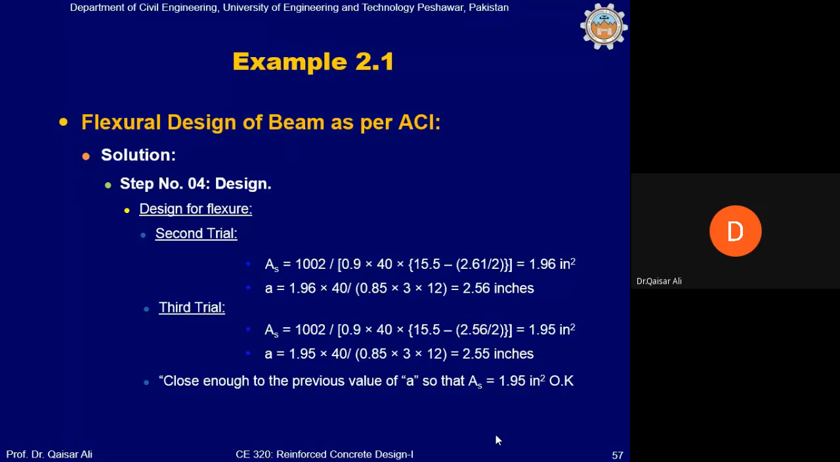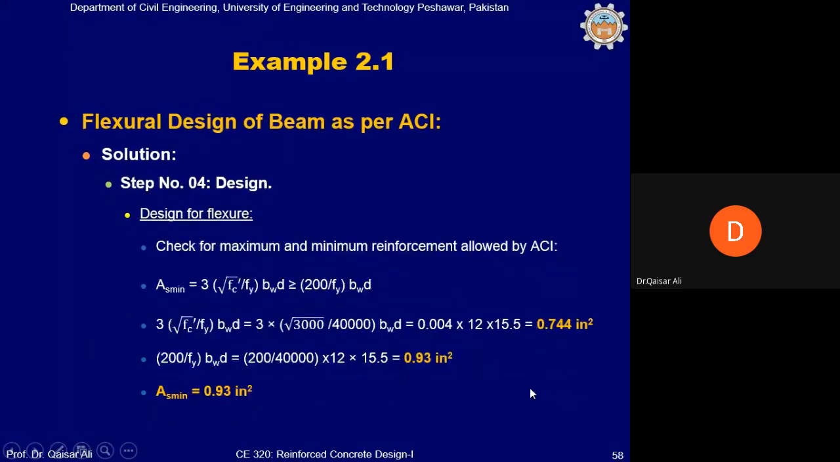After a few trials, you will see that the area of steel no longer changes, which means the difference between the previous and the new value is very, very small. So you can select that value of area of steel, which in this case comes out to be 1.95 square inch, because the difference is almost zero. We will be using only 2 digits after the decimal in our design calculations, okay? So this is 1.95 square inch.